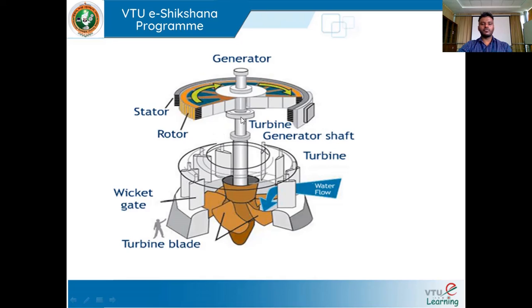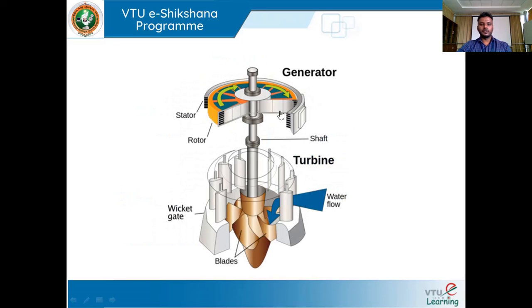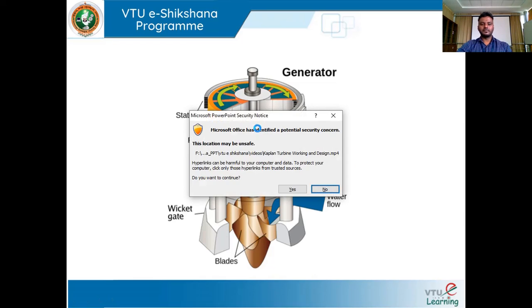Just another visualization of the Kaplan turbine, where you can see it is mounted in the vertical direction. You can see a turbine blade, which induces the aerofoil effect, and water entering from a spiral casing can move in the axial direction. You can notice the wicket gate, which controls the flow rate of water entering the runner, and a shaft connecting to a generator to generate electricity. Now we'll see one video regarding the working of this Kaplan turbine to understand the concept better.